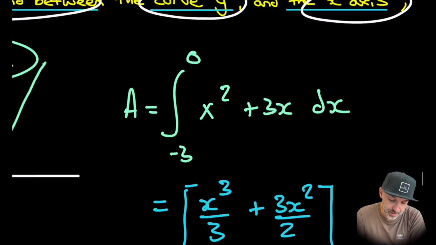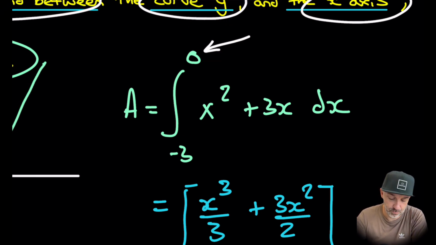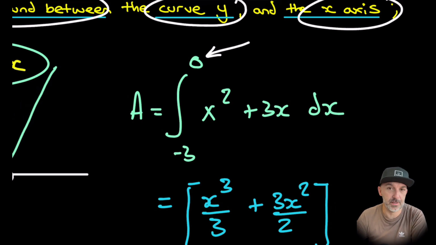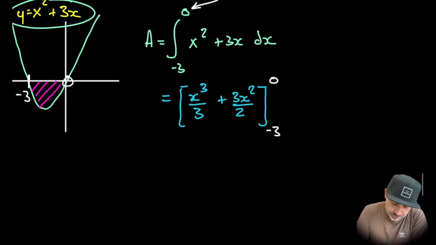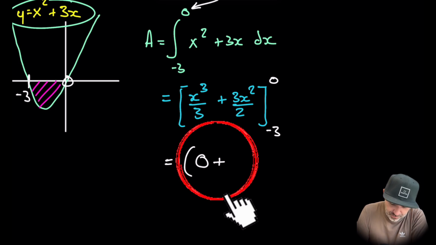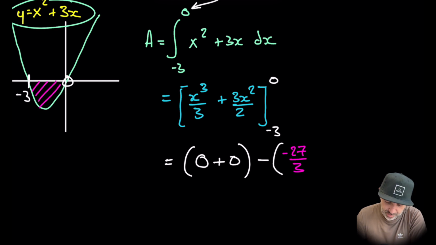Now, just be careful here. Your upper limit is still the largest number on the number line with respect to the other. So 0 is bigger than -3, so 0 and -3 there. And then we plug 0 into this. That first expression is going to come out to be 0, and the second expression is also going to come out to be 0. Then we have minus. Let's plug -3 into this. Well, -3 cubed is -27 over 3. That's going to be -9.